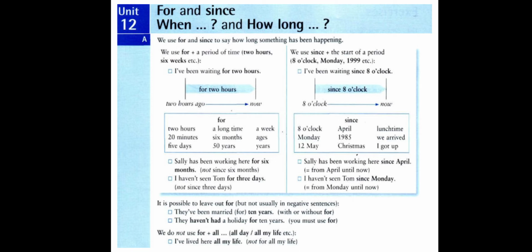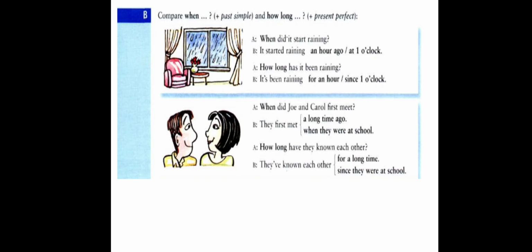We don't use for plus all. If we speak about the period of time beginning with the word all, then we mustn't use for. We use all directly without for, and for is also understood here. For is implied. I have lived here for all my life. All my life indicates the complete period of time. We must use for, but here with all, when you write all, you don't need to write for.